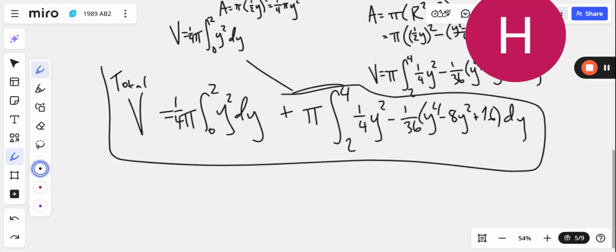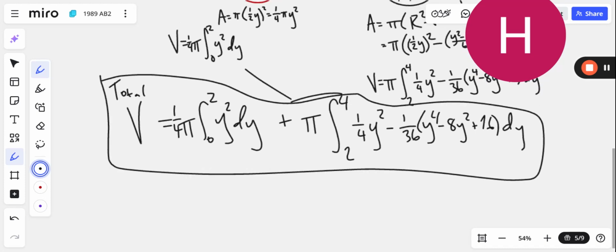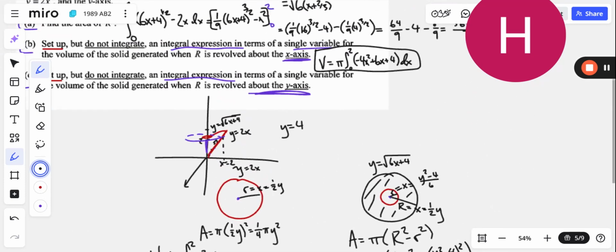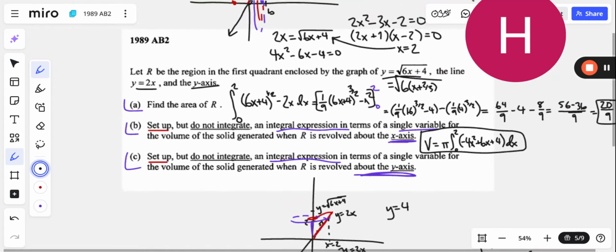Remember, we don't need to evaluate this, although we could. It's not the hardest thing in the world. We just need to set it up, and that's why this problem is a little bit easier. It could be done without a calculator to integrate that, but there's plenty of work done already for this problem. Okay, so that should do it.